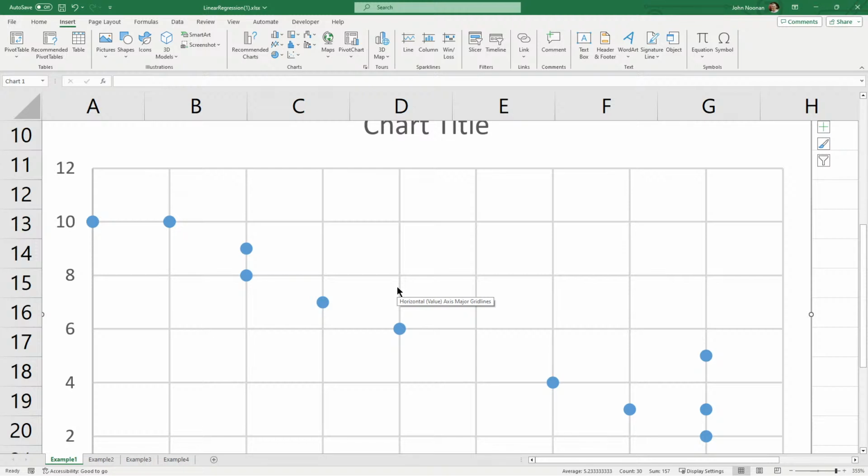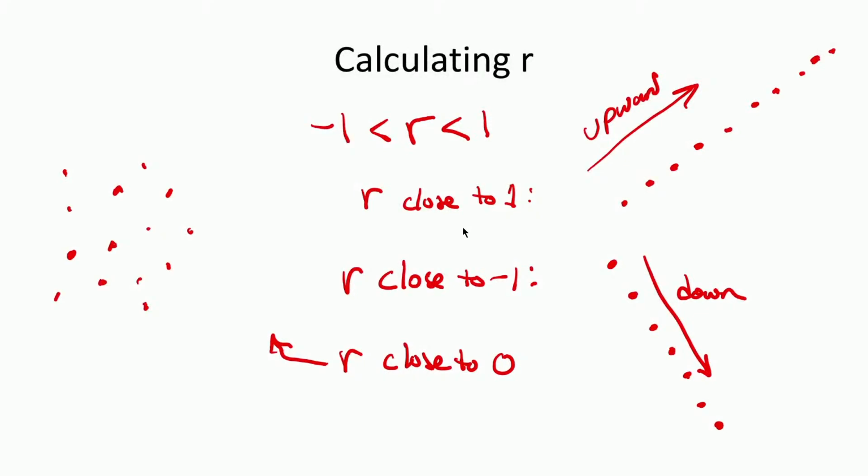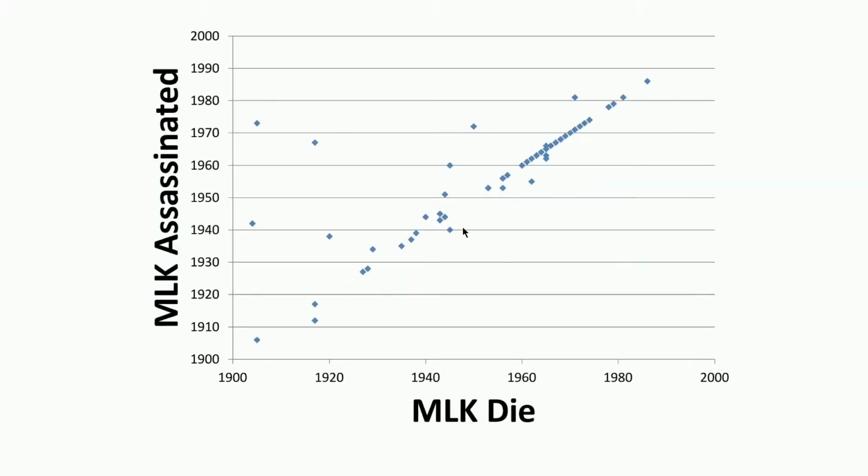Beautiful straight line there. When we go back to some of the charts that we've looked at already, let's see if I can find this here. The Martin Luther King Jr. one, this one had a correlation that was very close to 1. It was like 0.975 or something like that, because everyone was very close to this straight line.